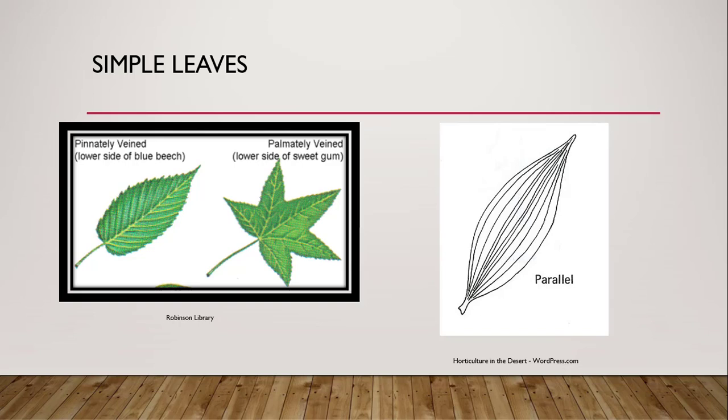Here are simple leaves. And the one on the left is pinnately veined. So as I mentioned, there's one main vein that runs the length of the leaf, and there are veins that come off of that. Palmately veined have all of the veins radiating from the base. And parallel veins are what you're going to find if you're looking at monocots.